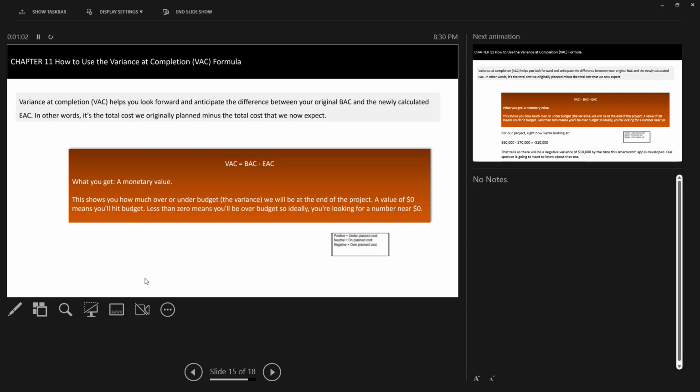Okay. Next one, variance at completion is going to be your budget at completion minus estimate at completion. So this is going to give you another value. So it's the total cost that we originally planned minus the total cost that we now expect, because it's the difference between the two values. For example, I planned to finish with 5 millions and I have finished with 7 millions. So the variance is what you started with minus what you have ended up with, right?